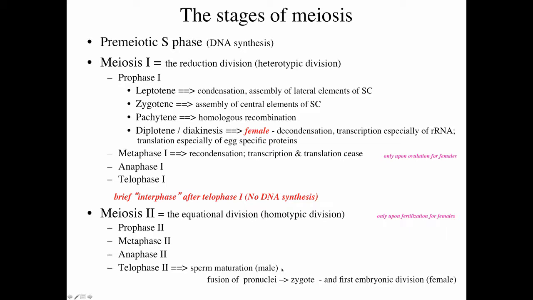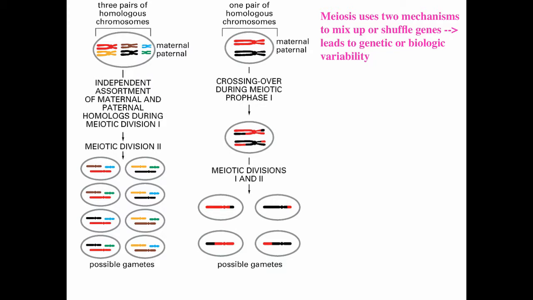first embryonic divisions. This final slide is to remind you that meiosis uses two mechanisms to mix up or shuffle genes, and that's going to lead to genetic or biologic variability. The diagram on the left shows independent assortment in meiosis to produce 2 to the n different combinations of haploid gametes. So this would show a cell that potentially has 6 chromosomes, 3 homologous chromosome pairs. You can, I think in your mind's eye, do the pairing and come up with 1, 2, 3, 4, 5, 6, 7, 8 possible gametes. 2 to the third, 3 homologous pairs, 8.